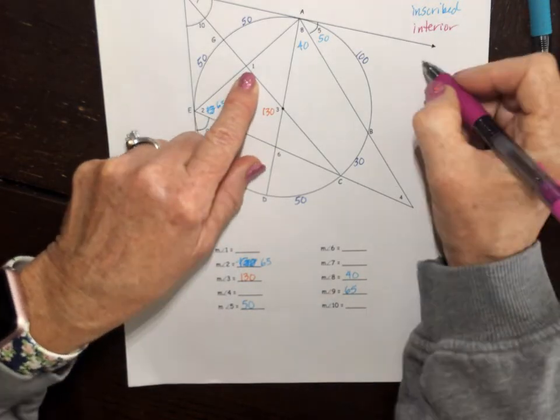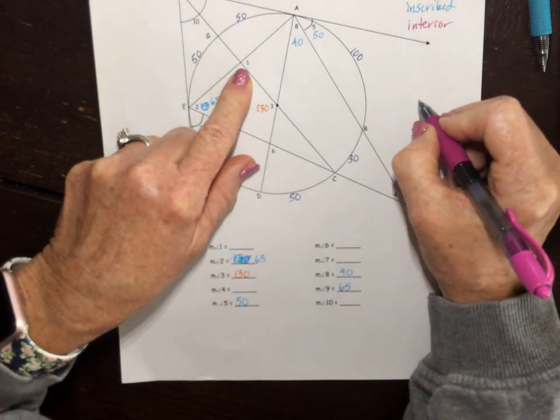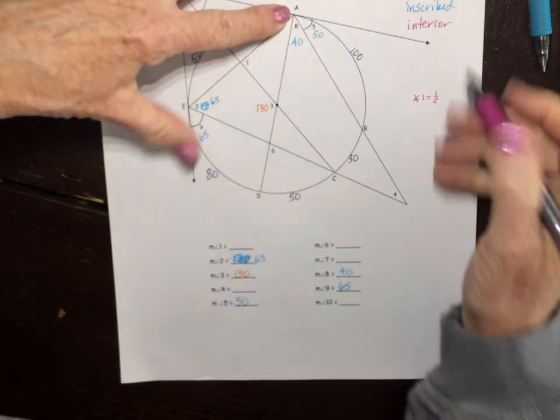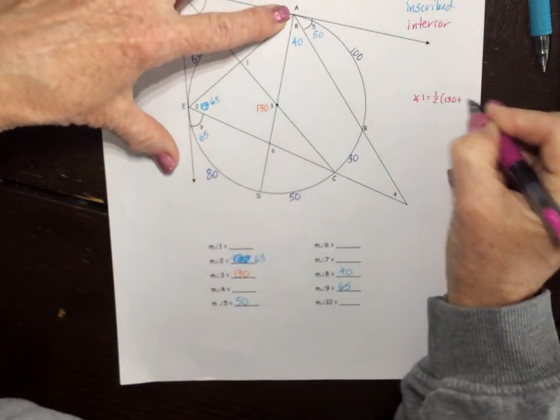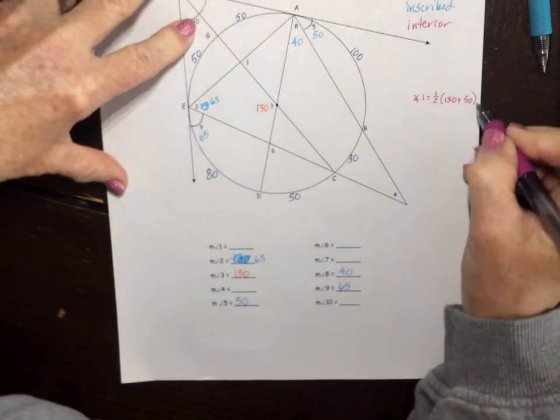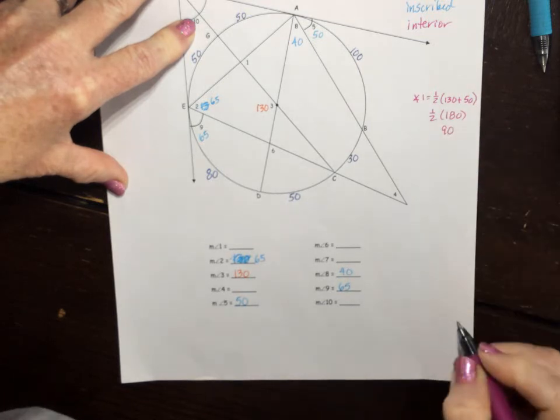Angle 1 is an interior angle. Let me go do that over here on the side. Angle 1. Half of its arc, 130, plus the arc of the vertical angle, 50. Half of 180 is 90.